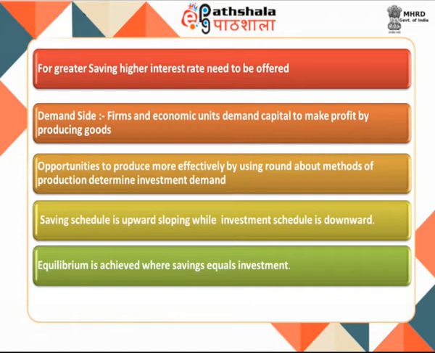On the demand side, firms and other economic units demand capital to make profits by producing goods. The opportunities to produce more effectively by using roundabout or indirect methods of production determine investment demand. While the savings schedule is upward sloping, the investment schedule is downward sloping. The equilibrium rate of interest is determined by the intersection of these saving and investment schedules in the economy.